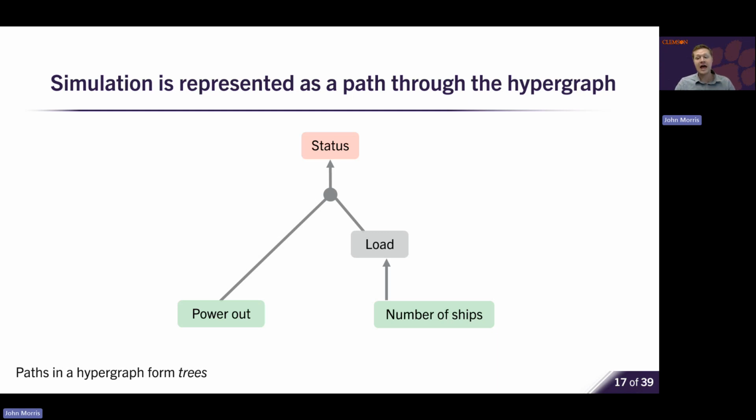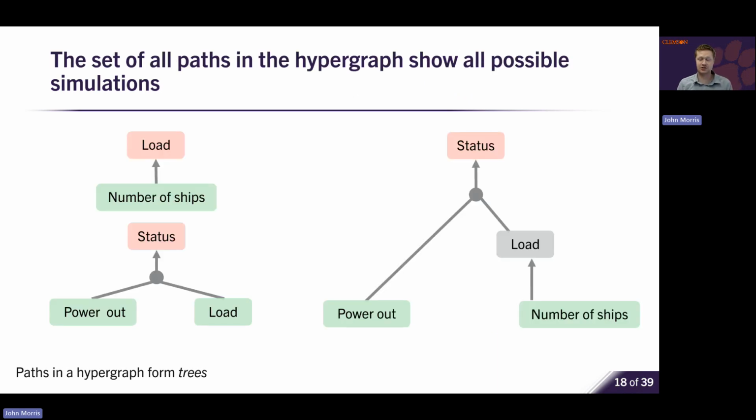And even furthermore, this isn't the only thing I can simulate. All the sets of paths in the graph show me all the possible nodes that I can simulate, all the possible artificial observations I can make on my system as provided by my models. For instance, in our hypergraph, there are actually 3 different trees, and these represent the different pairings of inputs and outputs that I can make. If I know the power out and number of ships, I can simulate the status. If I know the number of ships, I can simulate the load. And if I know the power out and the load, I can simulate the status. All these different trees give me all the different possible simulations in one cohesive model. I can break those out.